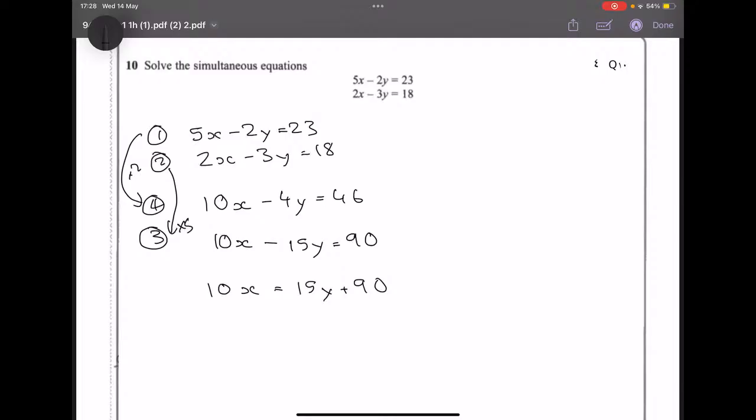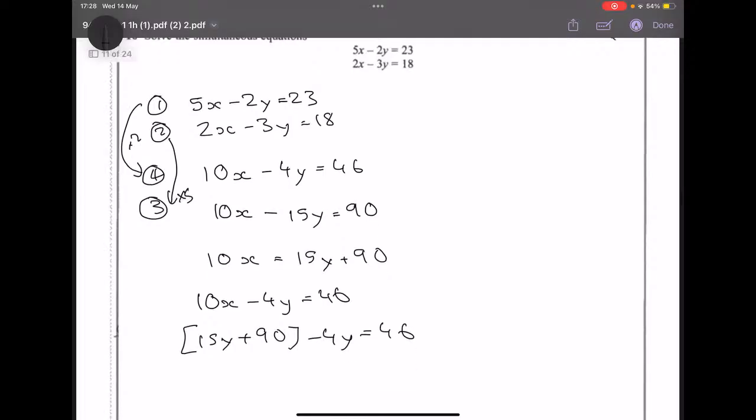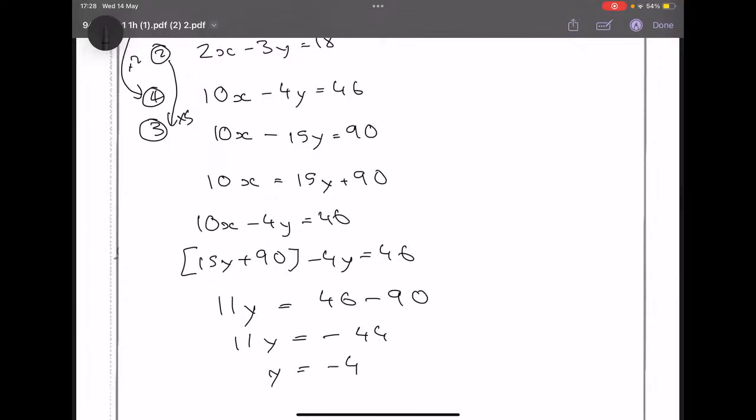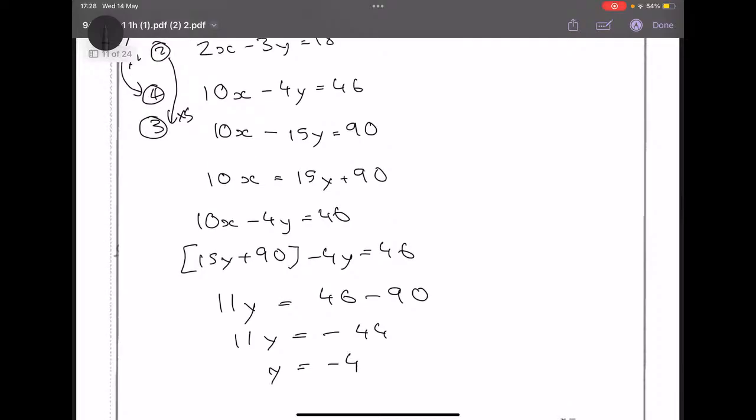Now, as we can see here, 10x equals 15y plus 90. So we can sub this into the first equation, where it says 10x minus 4y equals 46. 15y plus 90 minus 4y equals 46. Therefore, over here we get 11y equals 46 subtract 90. That gives us 11y equals minus 44. y equals minus 4.